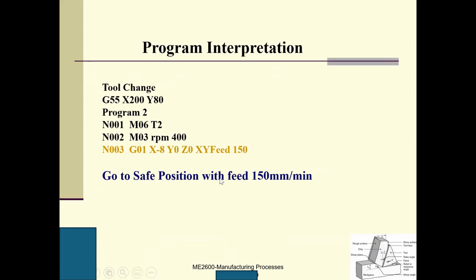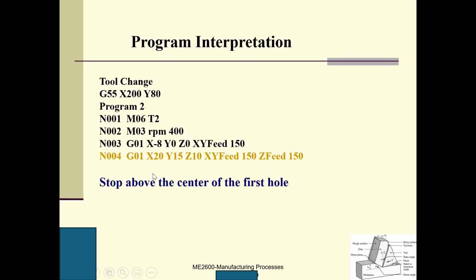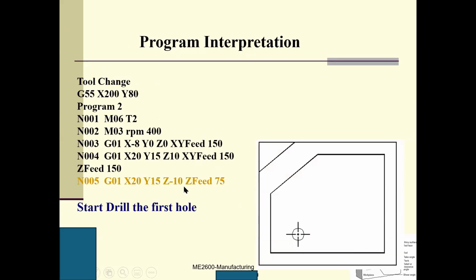And go to the safe position here. It's still X-8, Y0, Z0. And then we need to go to X20, Y50, the location of our first hole. Go there with Z10. Z10 means we elevated our drill bit just to avoid scratching the wood piece. And then we lower the Z value. Z value means vertical to our screen. So lower Z value to -10 and drill the first hole.